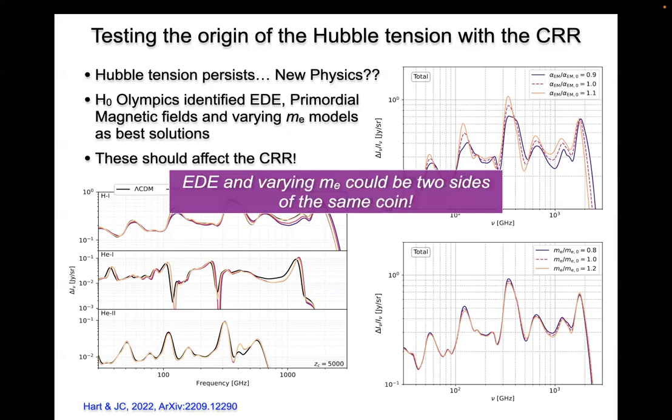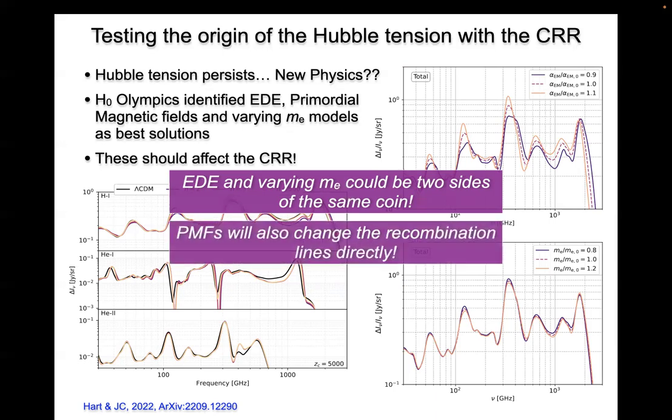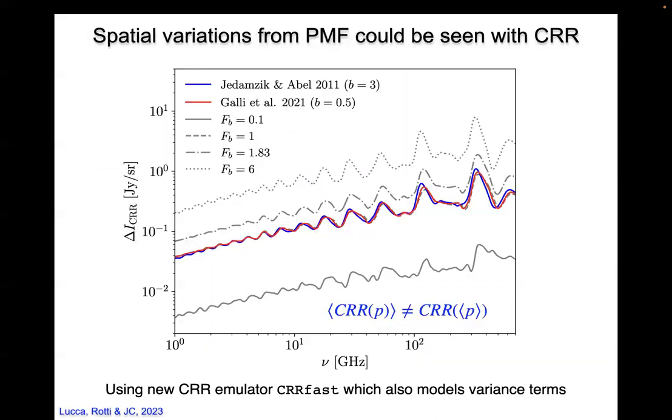And this means that you can actually probe this process, and you could even talk about models where the scalar field is also responsible for changing the electron mass. So there are many things you can do, and primordial magnetic fields can in principle also directly change these recombination lines.